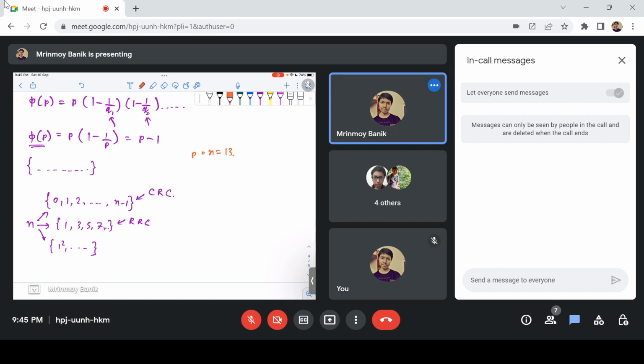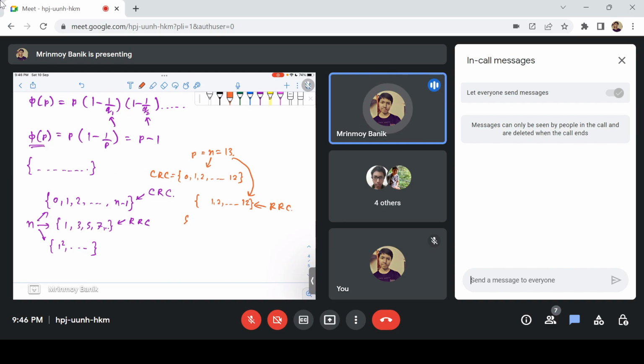So we have three sets. For 13 we have 0, 1, 2 up to 12 as the remainder set, or the complete residue class. This is the CRC, complete residue class. And the reduced residue class is 1, 2, 3 up to 12. Sorry, not 0. So all these numbers have a GCD of 1 with 13. This 13 is a prime. So this is the reduced residue class.